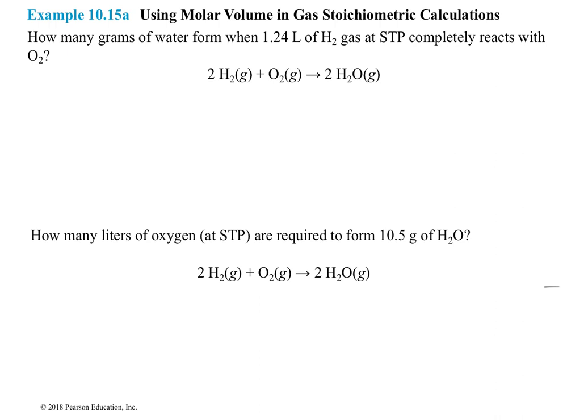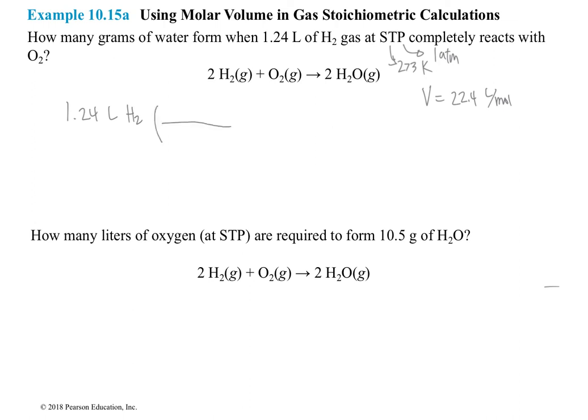So both of these problems involve STP conditions with gas. So with those, one, you could plug into the ideal gas law, keeping in mind that temperature is 273 Kelvin and pressure is 1 atmosphere. But you can also know that molar volume is 22.4 liters per mole under these conditions. So if I have 1.24 liters of hydrogen gas at STP, how many grams of water will react with it?